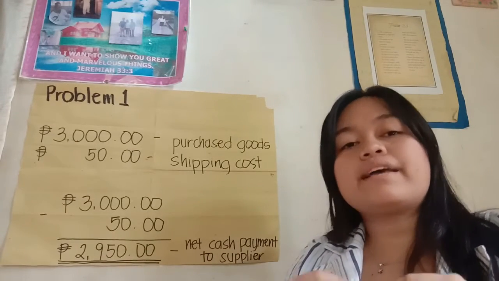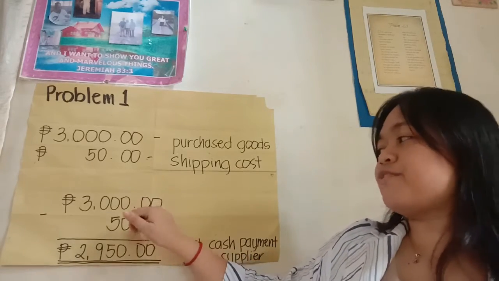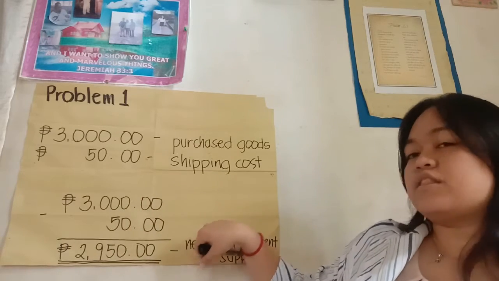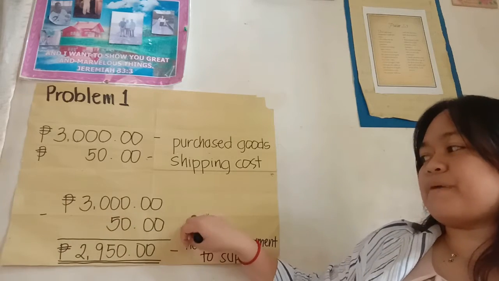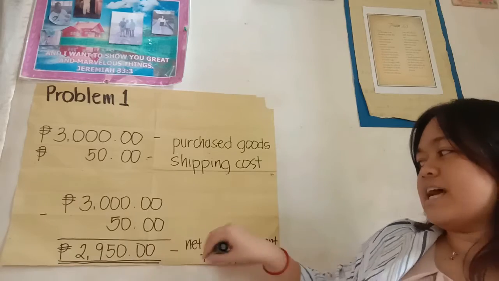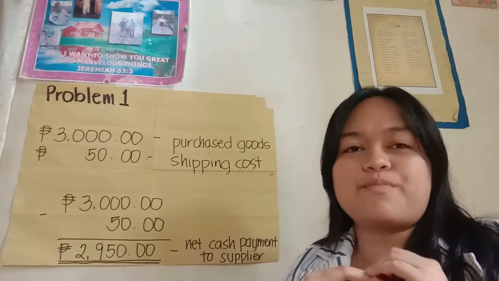So to get the net cash payment to the supplier, we must just deduct 50 pesos from 3,000 pesos. So 3,000 minus 50 pesos is equal to 2,950 pesos. That is the cash payment to the supplier. So that is the answer for problem number 1.